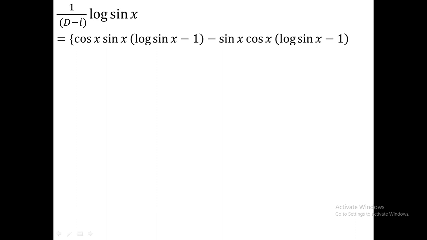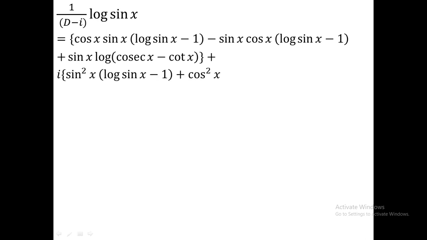Now I take the result in the next page. This is the result, real part: cos x sin x log of sin x minus 1 minus sin x cos x log of sin x minus 1 plus sin x log of cosec x minus cot x. This is the real part, and in the imaginary part this is sin square x log of sin x minus 1 plus cos square x log of sin x minus 1 minus cos x log of cosec x minus cot x. This is the result. Okay, you see that two terms, this term and this term are same but opposite sign. Cos x sin x log of sin x minus 1, in front there is minus sign, therefore this will be cancelled.